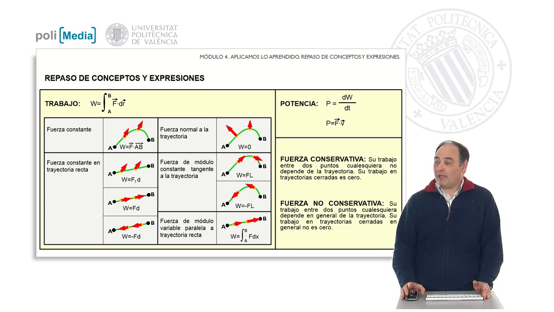Also on the right we see the definition of power and the relationship it has with force and velocity, and a summary following the third unit where we state the properties and definitions of conservative and non-conservative forces. All this is what we are going to apply next throughout this unit.